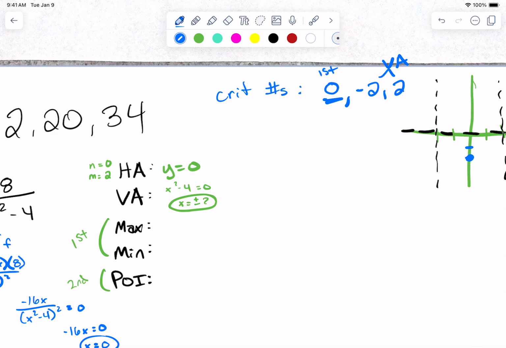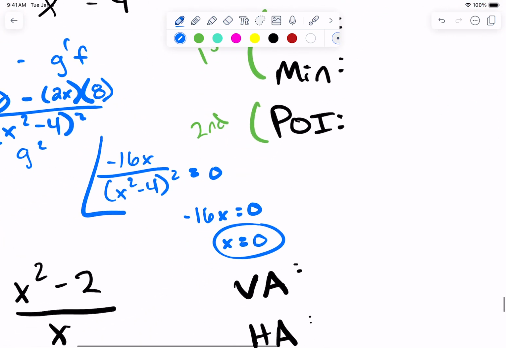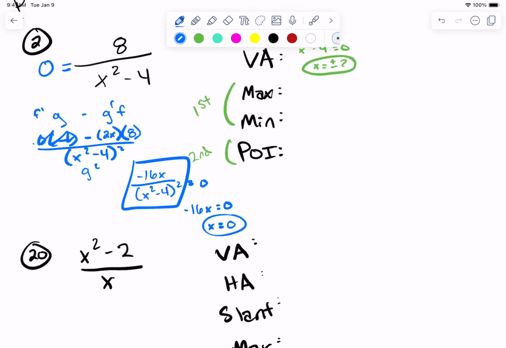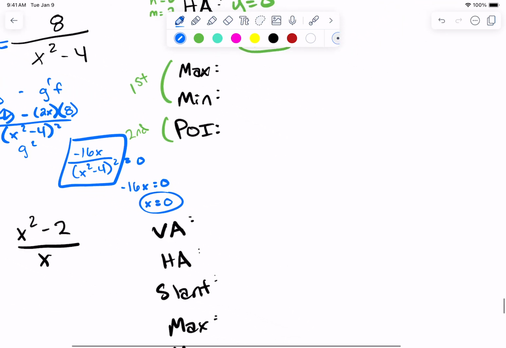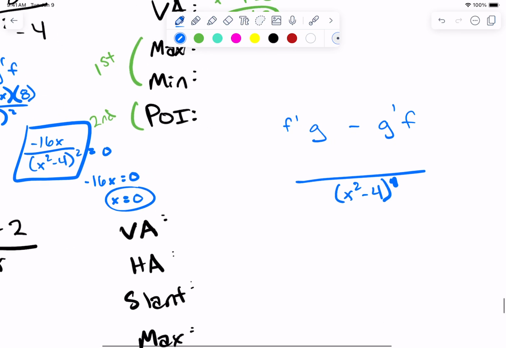I'm going to add to my critical number list and do a whole big fat table and figure out my stuff. So we need to do the derivative of that. Here we go: f prime g minus g prime f all over g squared. So g squared will be x squared minus 4 to the 4th power, right? That squared squared.